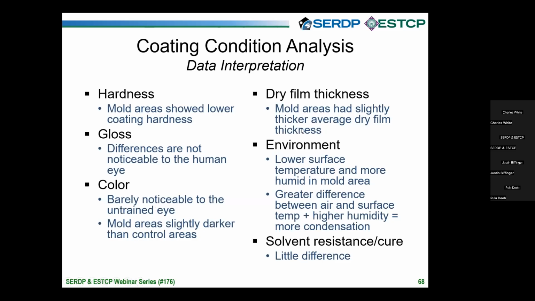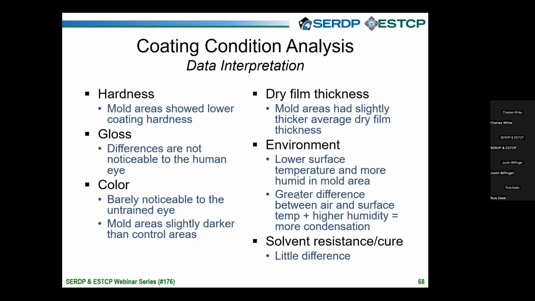One of the more interesting correlations that we found was that high mold growth tended to favor areas that had thicker average dry film thicknesses than the lower areas. Again, that's an area that we are interested in investigating in a follow-up proposal to look at causation versus correlation.